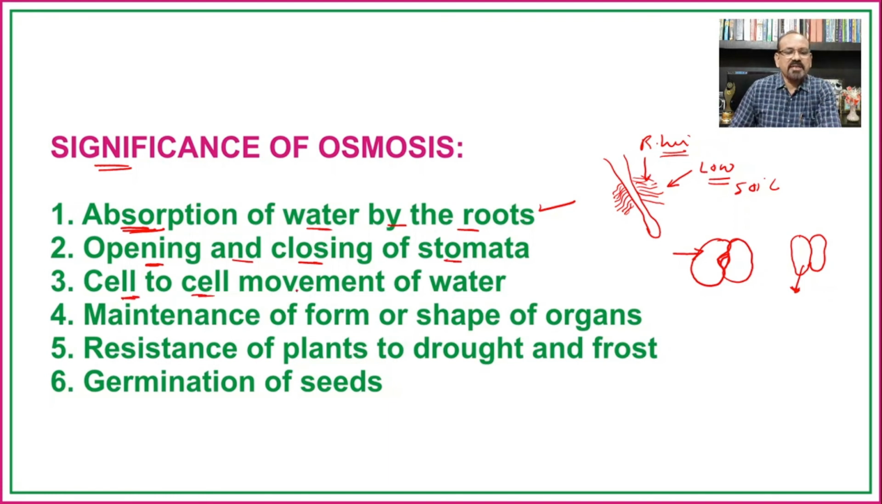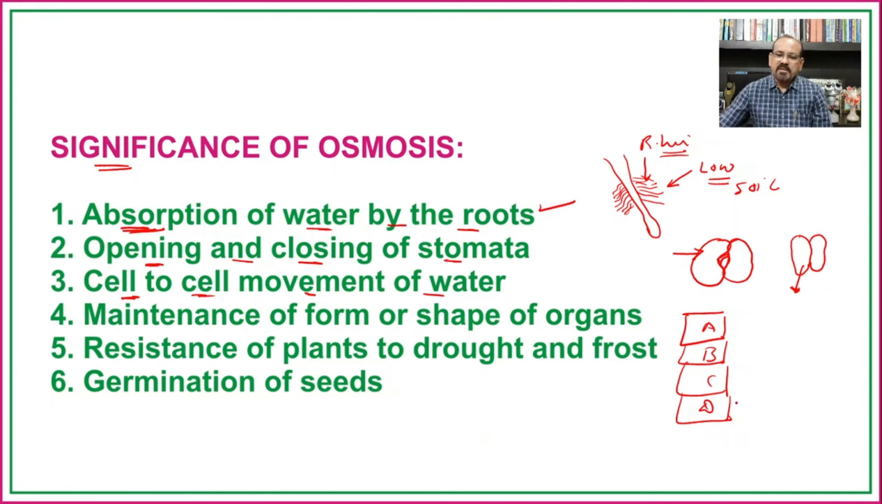The third one is the cell to cell movement of water. For example, as we have seen earlier, here is cell A, this is cell B, cell C and D. Now if cell D absorbs water, earlier all cells A, B, C, D had the same osmotic pressure, but because of the absorption of water by cell D, the osmotic pressure of cell D will be reduced as compared to the osmotic pressure of A, B and C. And as cell C is in association with D, the water will start to move inside the cell, as its osmotic pressure is higher than the osmotic pressure of D.